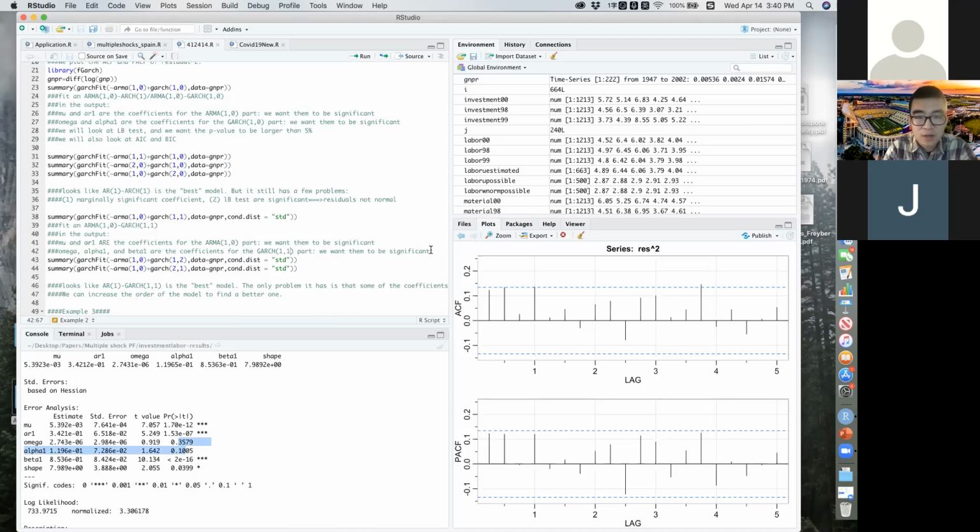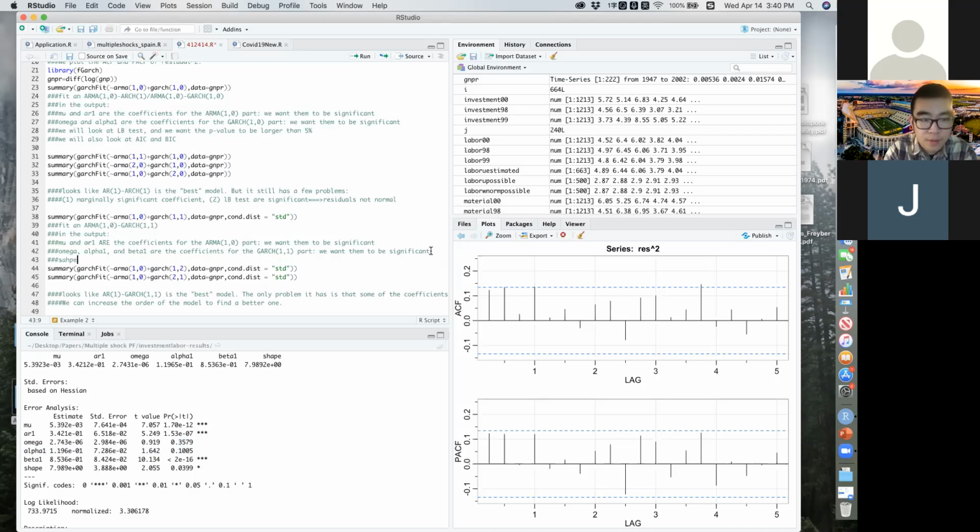Also, what is this shape? You notice that right now we have a shape here, and this shape is just the degrees of freedom for the t-test. You see all these t-tests, and the degrees of freedom here is approximately 8. It's not that important, but it just tells you the degrees of freedom. If you do not include this part of the command, the conditional distribution equal to standard, it won't show you this shape. So it's just an optional command here.